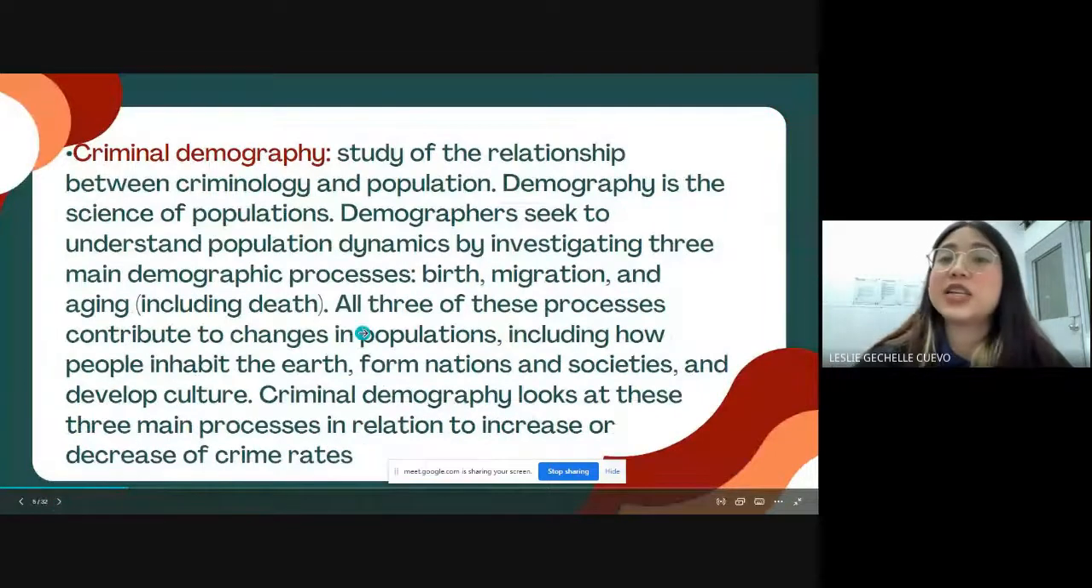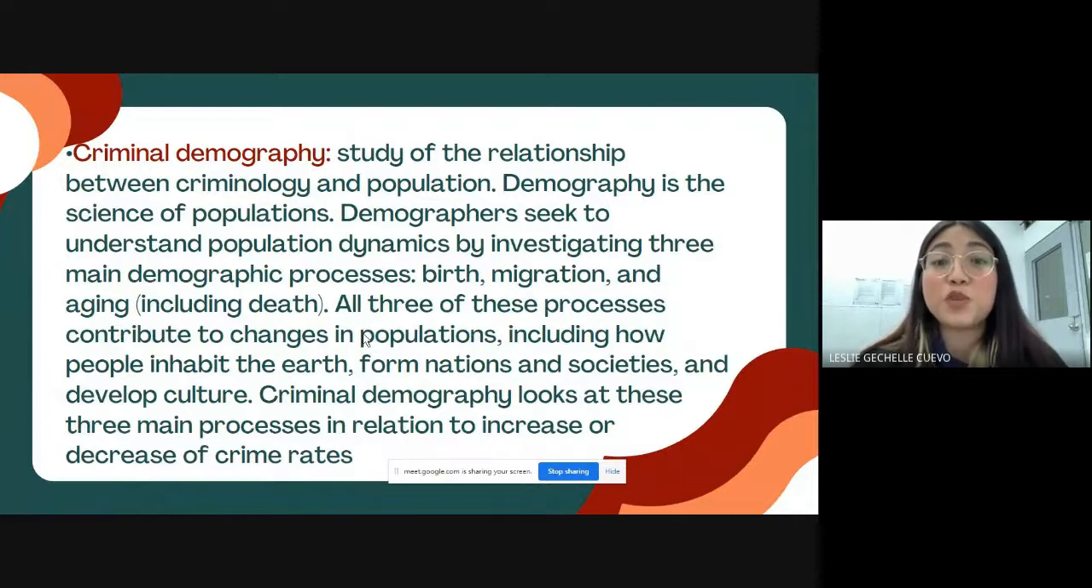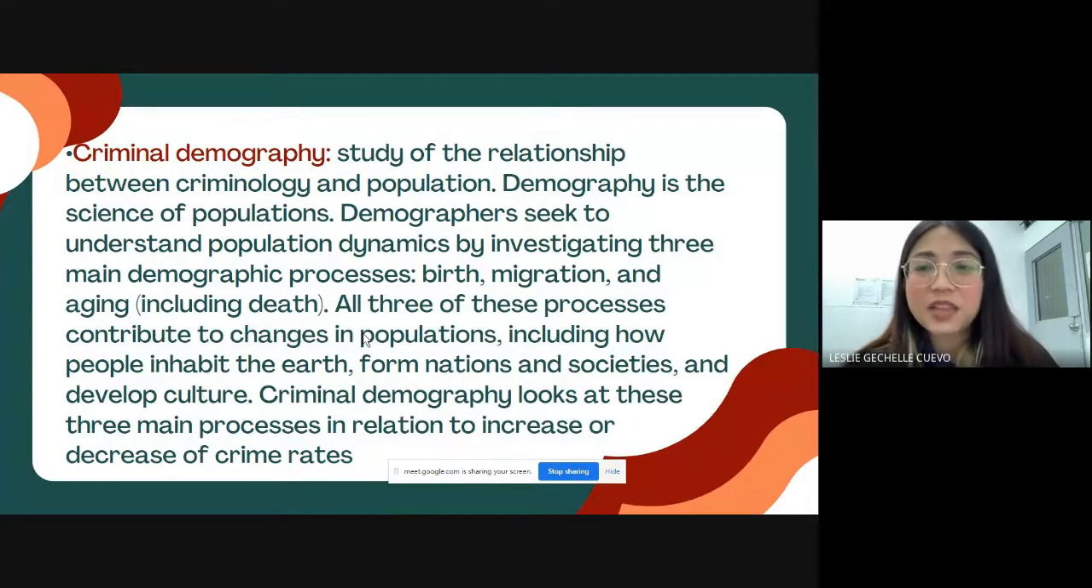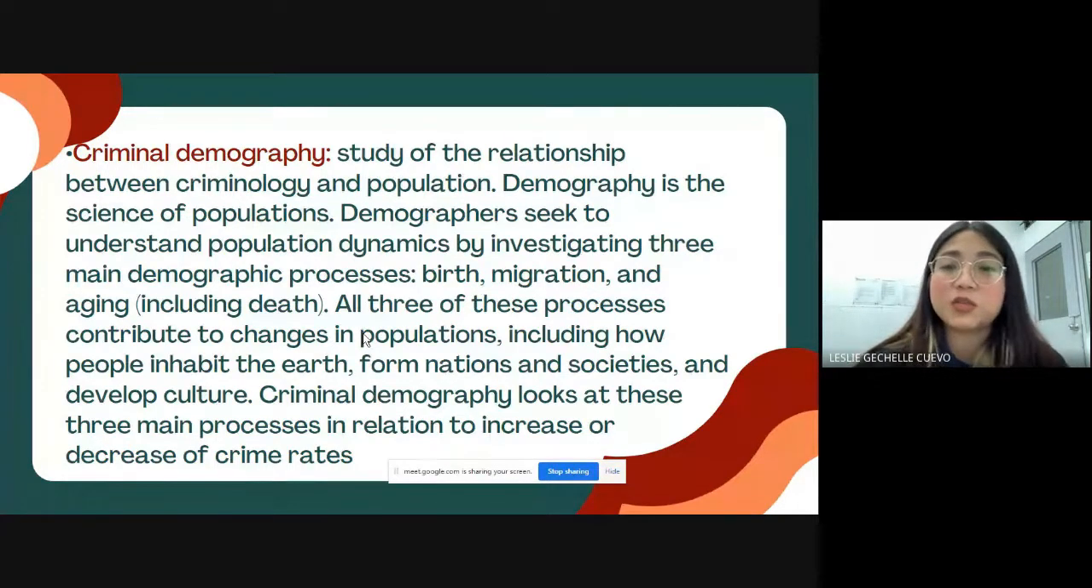Okay. Another is criminal demography, a study of the relationship between criminology and population. Demography is the science of populations. Okay. Demographers seek to understand population dynamics by investigating three main demographic processes: birth, migration, and aging. So all three of these processes contribute to changes in populations, including how people inhabit the earth, form nations and societies, and develop culture. Criminal demography looks at these three main processes in relation to increase or decrease of crime rate. So, demography pertains to population.